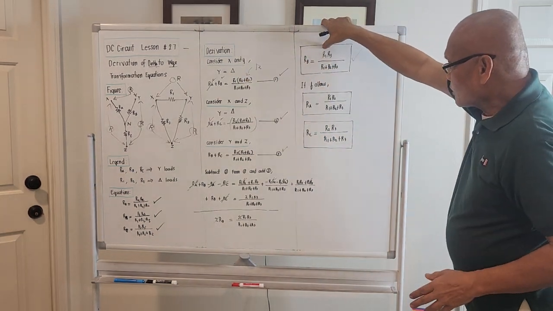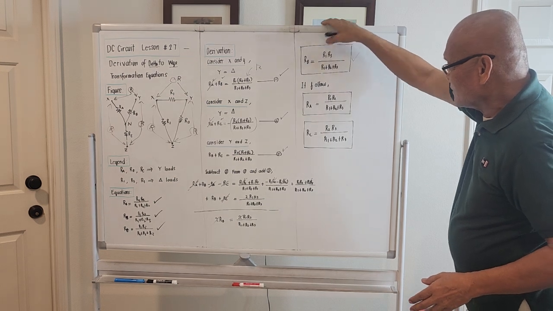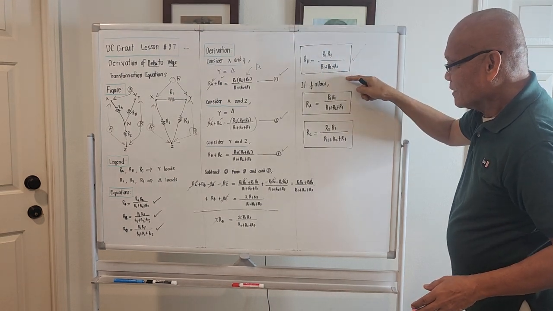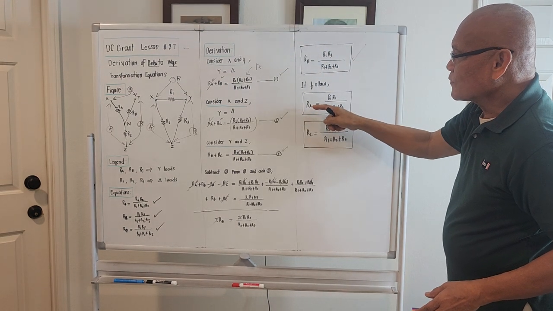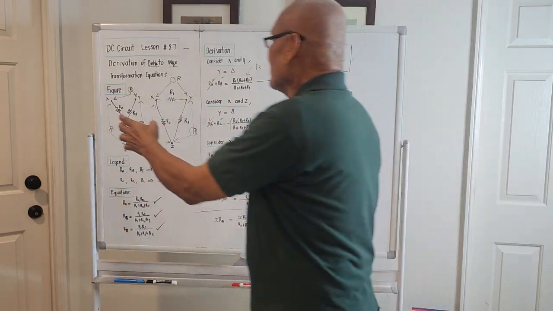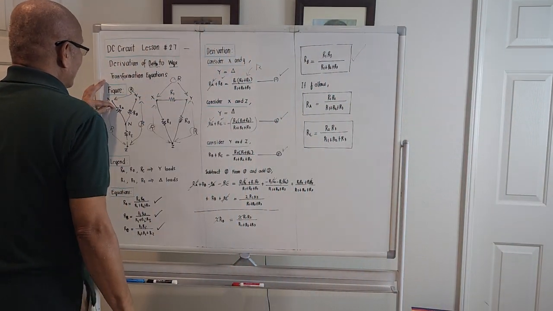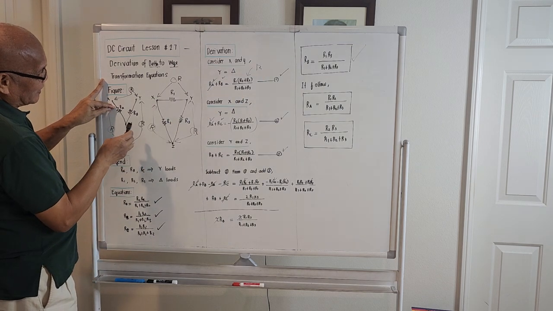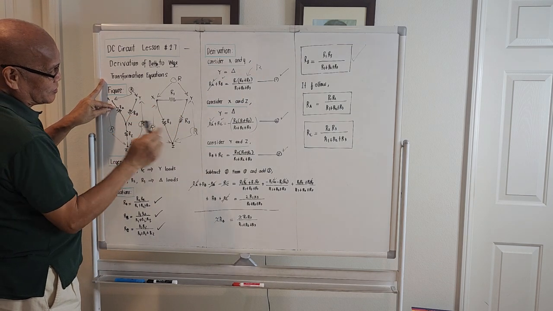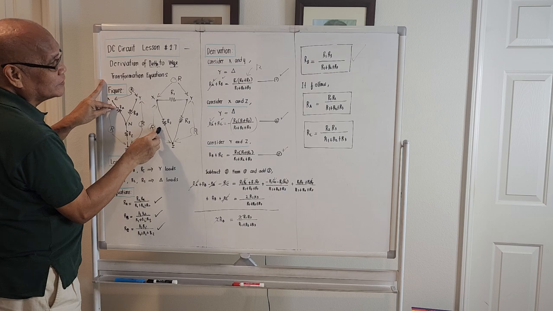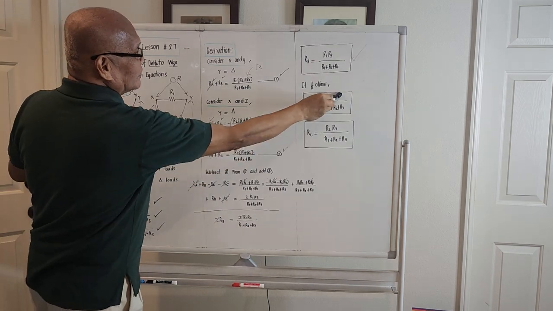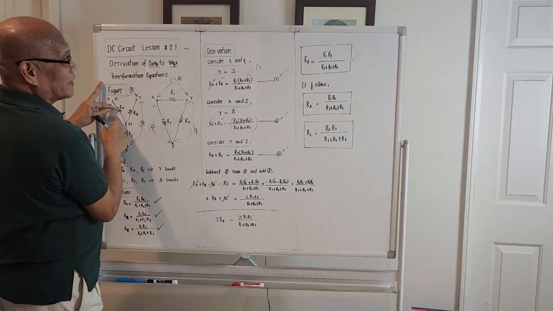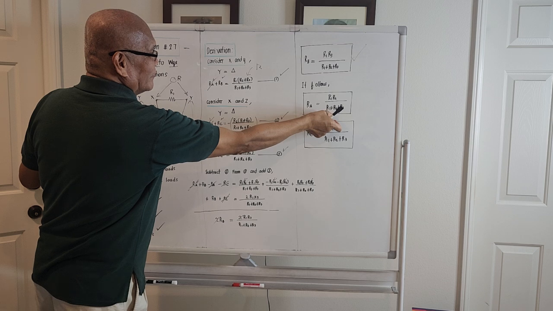It will be the product of the two adjacent resistances all over the summation. So if we try to compute for R sub A, by following that one, it will be the product of the two adjacent resistances connected in delta, R1, R2, all over the same denominator.